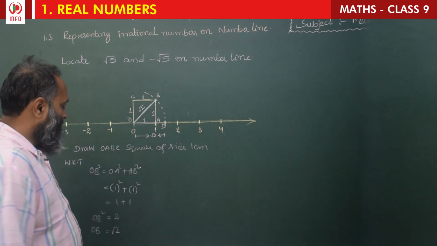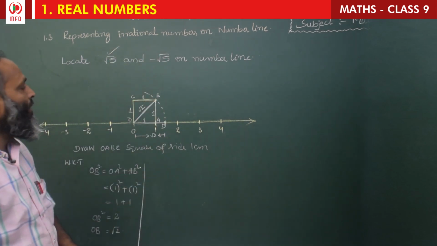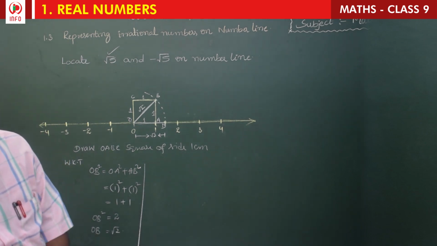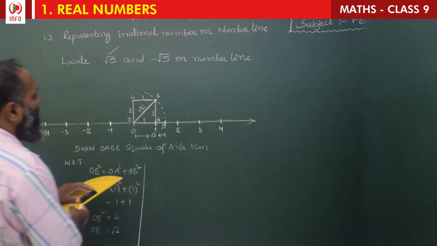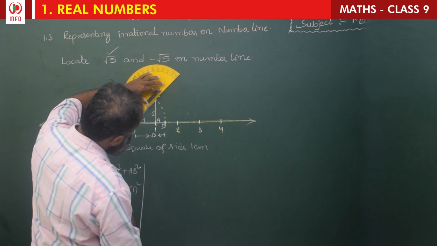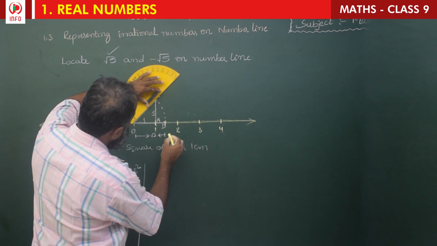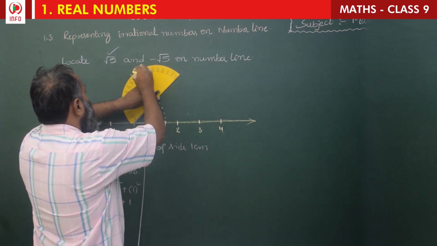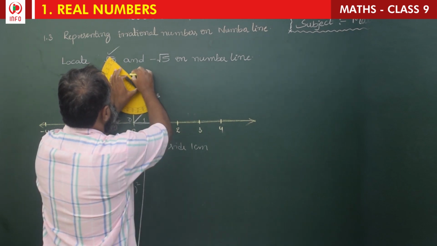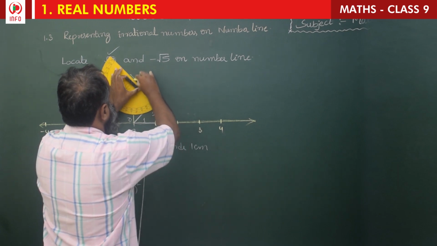So root 2 is over. What should we find next? Root 5, so we should draw root 5. Then what to do again? Again we should take a perpendicular. So from point B, with the help of a protractor, we should draw a perpendicular line. Like this we should draw a perpendicular line. So this is BX. BX is a line.